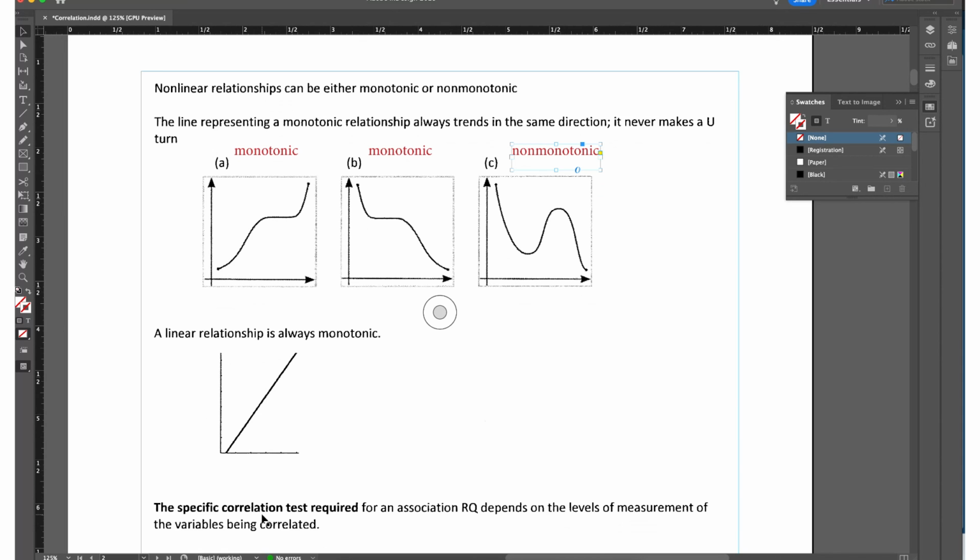The specific correlation test required for an association research question depends on the levels of measurement of the variables being correlated. Because remember, I said it could be ordinal, it could be interval, or it could be ratio. And one that you might be most familiar with in your other statistics courses would be the Pearson correlation, right? And so, in the next video, let's go over the correlation for ordinal variables.